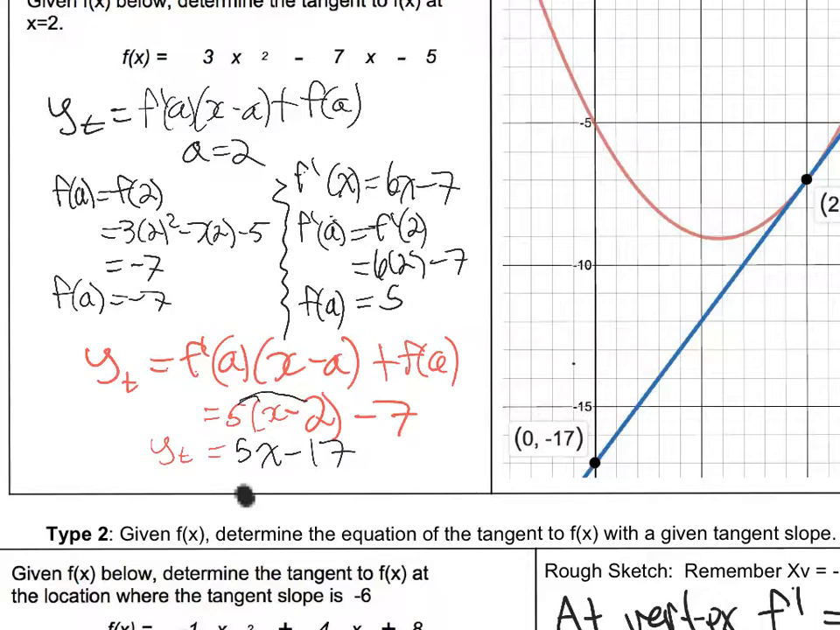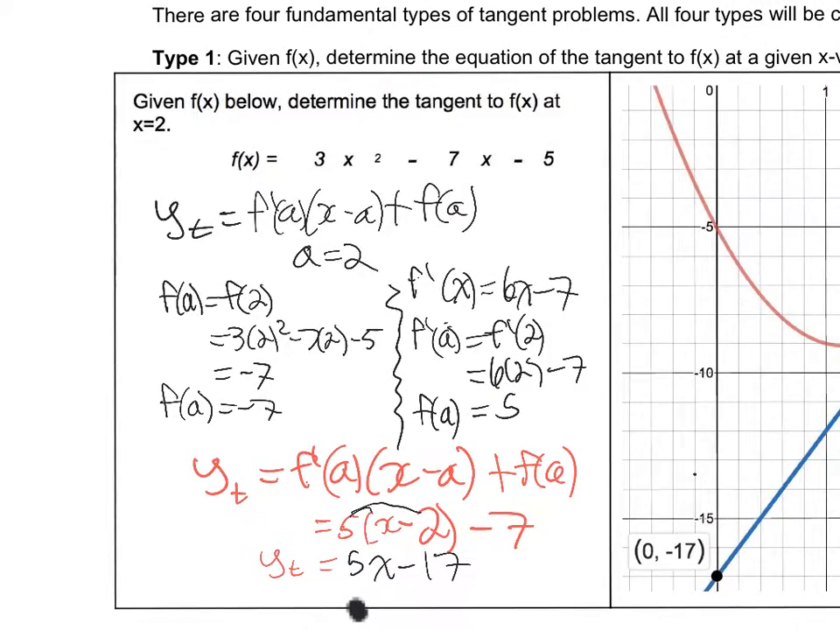So what we're going to do now is go through this process. Let's find a tangent to this very curve at a location where x equals 2. That's our goal. And we're going to do that.